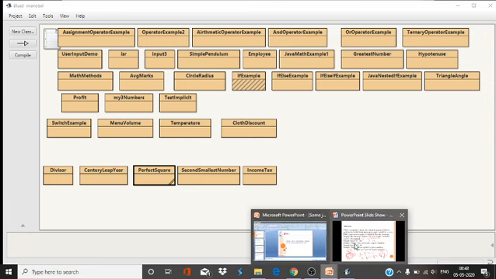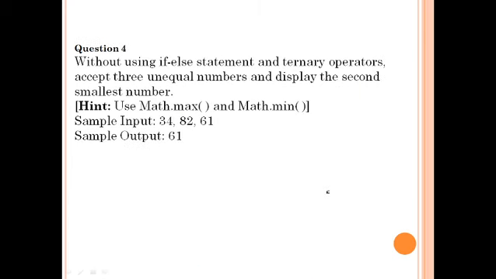The next program is: without using if-else statements and ternary operators, accept three unequal numbers and display the second smallest number. To find the second smallest number without if-else, first I will find the greater number, then the smallest number, and then the sum of all the numbers.